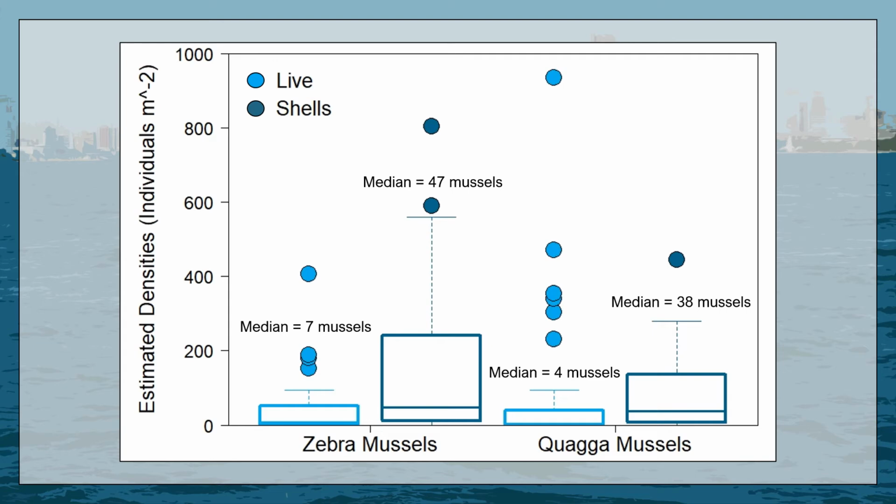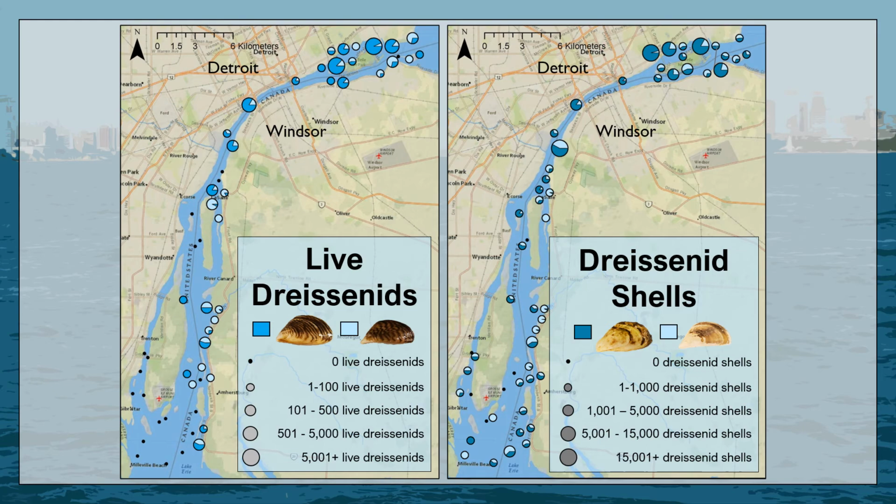Such low medians came from the fact that most of our sites had very low Dreissenid densities present, sometimes even as low as 0. This is perhaps better shown visually. So, these maps show the relative densities of Dreissenids throughout the river. Live Dreissenids are shown on the left, and Dreissenid shells are shown on the right. In both maps, quagga mussels are represented in the darker blue, while zebra mussels are represented in the lighter blue. The small black dots that you see in the lower half of the river are sites where 0 Dreissenids were found. For both live and shell densities, we can see that there were higher densities of Dreissenids in the upper half of the Detroit River, especially when compared to the river's lower half.